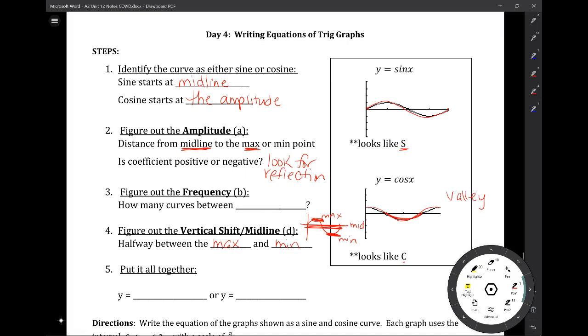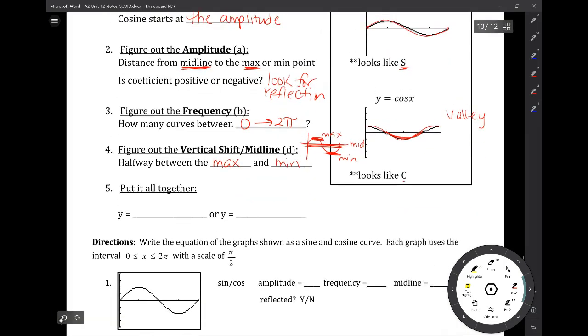All right, our frequency is how many curves we will see between 0 to 2 pi. So there could be one, there could be multiple, there could be half. So we're going to have to really be able to look and see how many full cycles we see. And then last but not least, we're going to pull it all together. So the standard form for a sine curve is a sine bx plus d, or a cosine bx plus d.